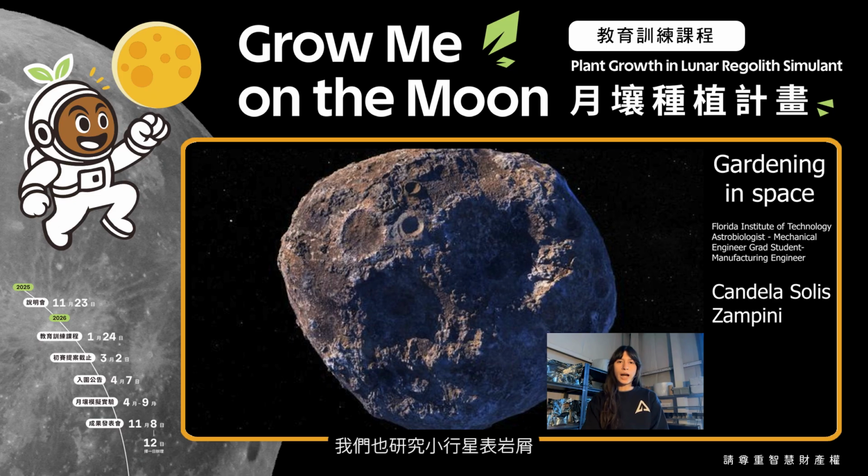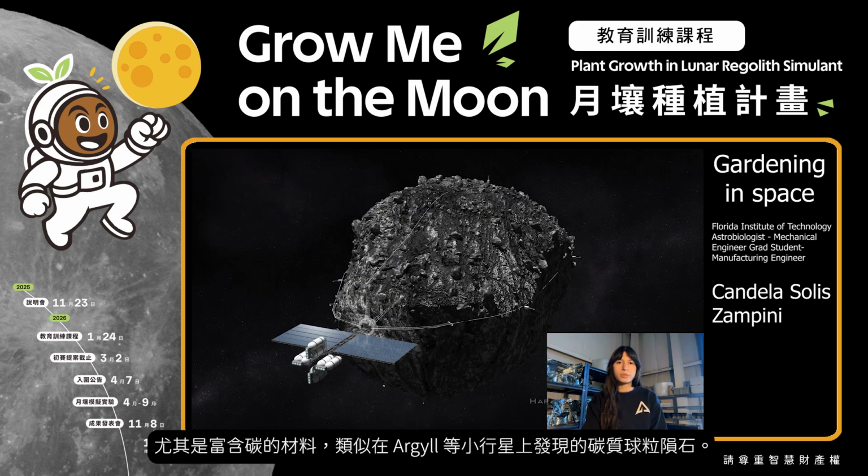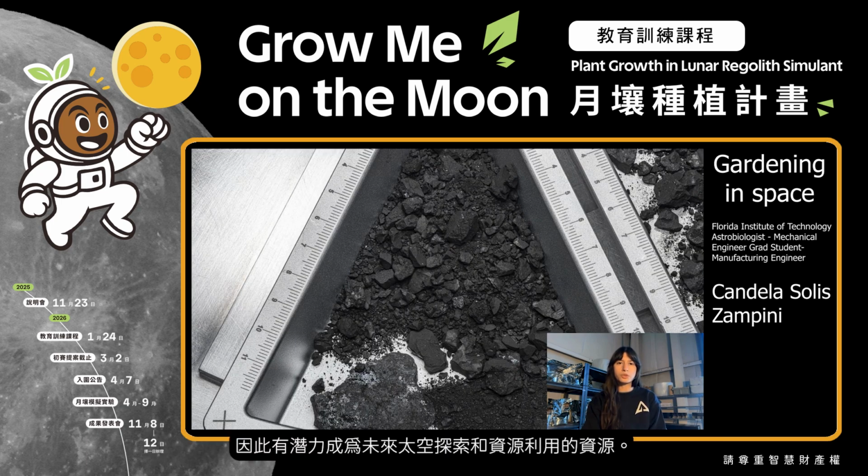We also explore asteroid regolith, particularly carbon-rich materials similar to carbonaceous chondrites found on asteroids like Argyle. These materials are of interest because they may contain water-bearing minerals and organic compounds, making them potential resources for future space exploration and in situ resource utilization.